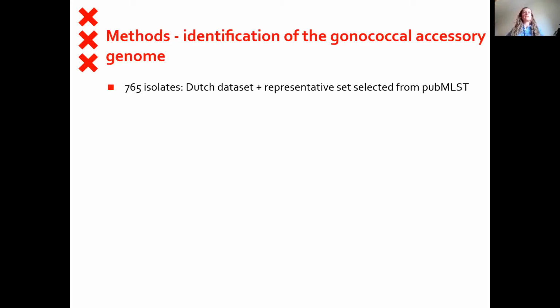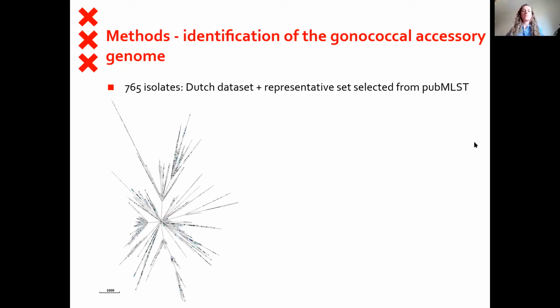And that's why we selected 765 isolates, and we picked isolates based on the core genome MLST types in PubMLST, and from each MLST type we took some isolates, meaning that we had the full spectrum of core genome MLST groups in our data set.